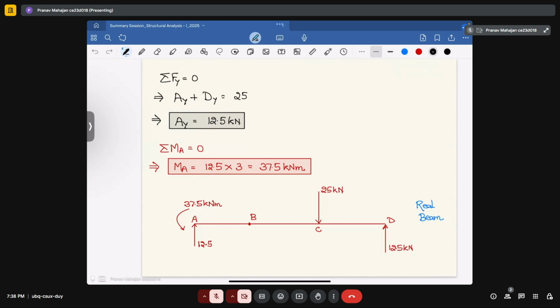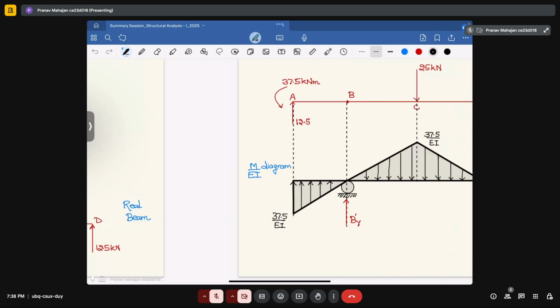Mention all the unknowns that you have calculated using equilibrium equations. That will give you a depiction of the real beam. Now what you will do, you will convert this real beam into a conjugate beam based upon the bending moment diagram of the real beam. That will become the loading for the conjugate beam.